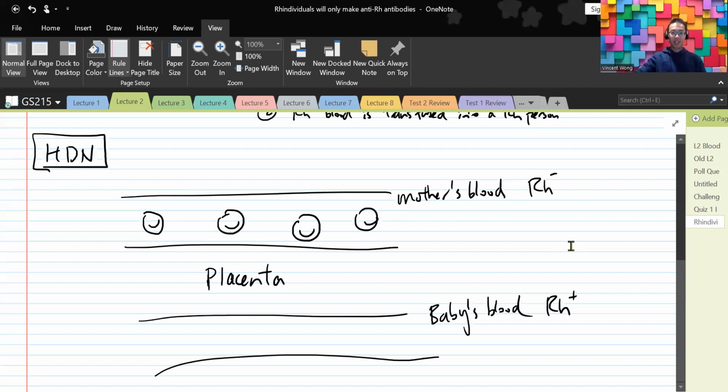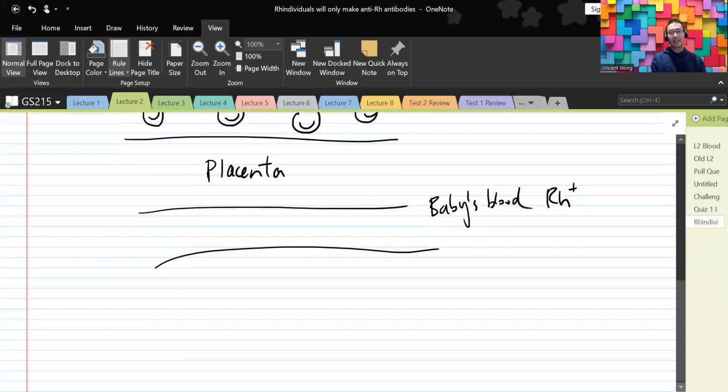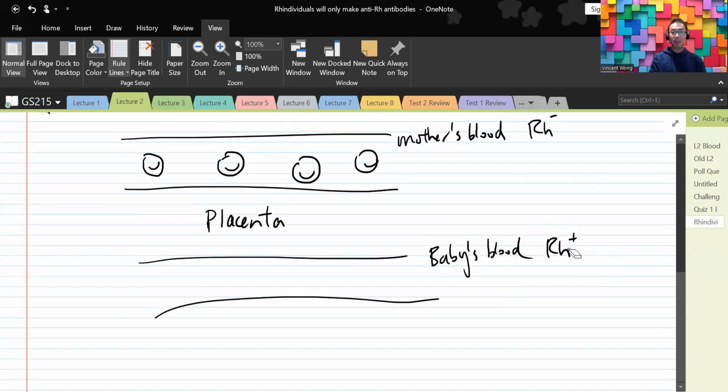In any case, back to the serious stuff. The placenta separates the mother's blood and the baby's blood, and in our situation here, the baby is RH positive. So I'm going to draw her blood right here, and we're going to put some RH on it. Okay, this is an RH positive baby, right?